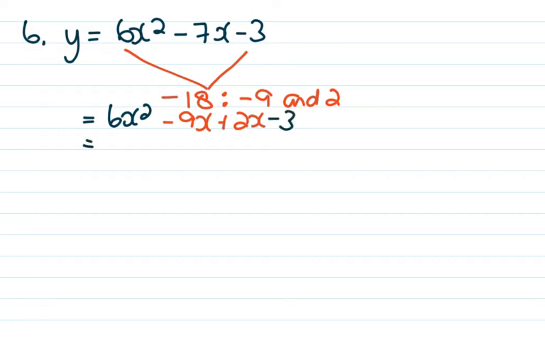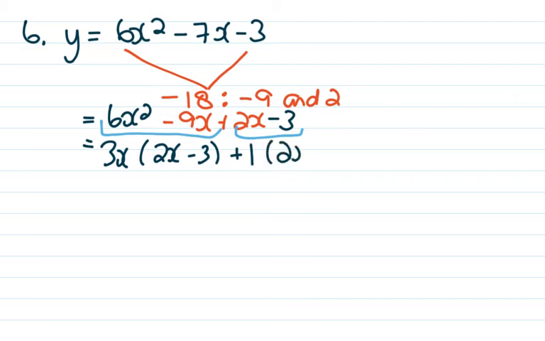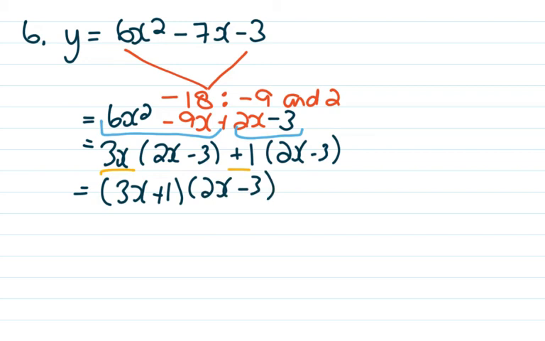And then we will group them and factor out a common factor from each group. So the first group, we could take out a 3x. We'll be left with 2x minus 3. The second group, we can't take anything out, so we just take out a 1, and we'll be left with 2x minus 3. Now we'll combine these into one bracket. 3x plus 1 times 2x minus 3.